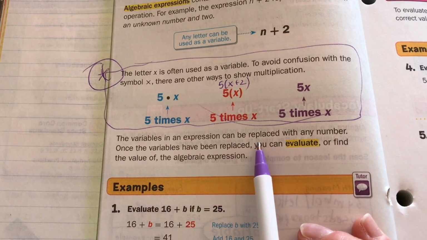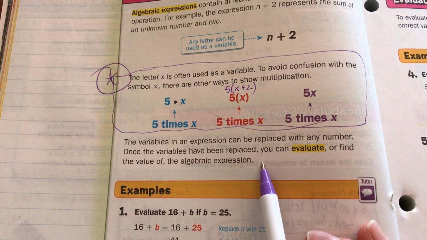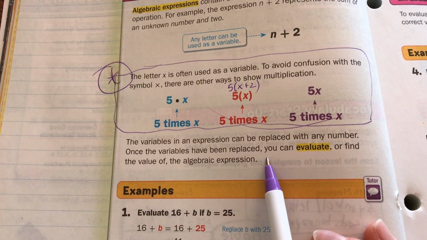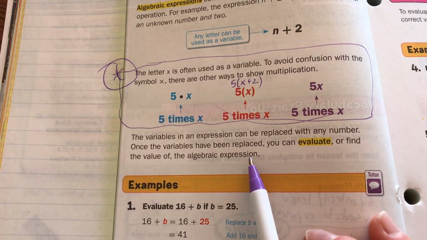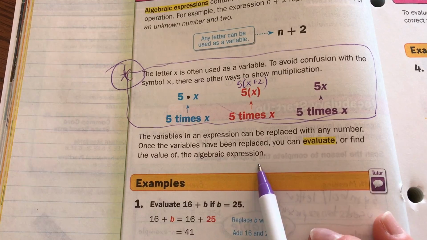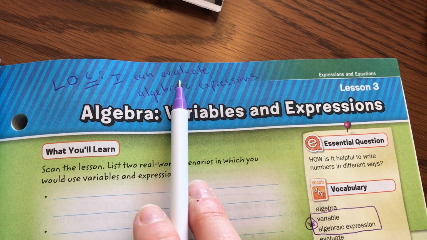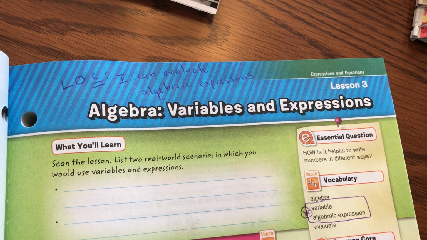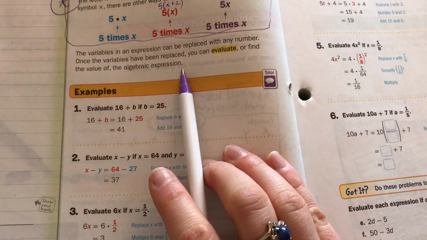The variables in an expression can be replaced with any number. Once the variables have been replaced, you can evaluate or find the value of the algebraic expression. So our learning objective says that we're going to be able to evaluate an algebraic expression, and that just means that you're going to solve it.